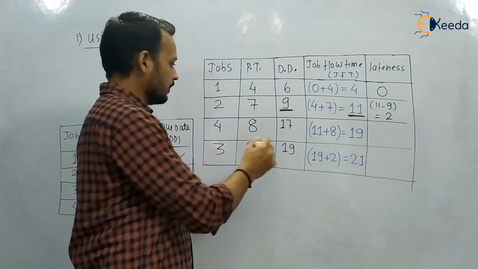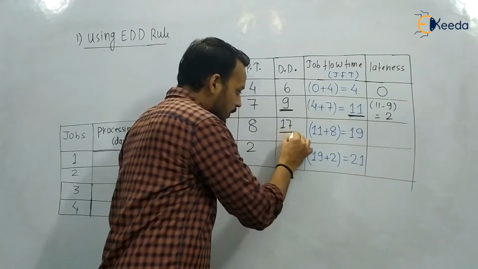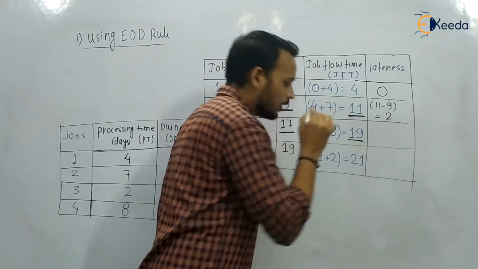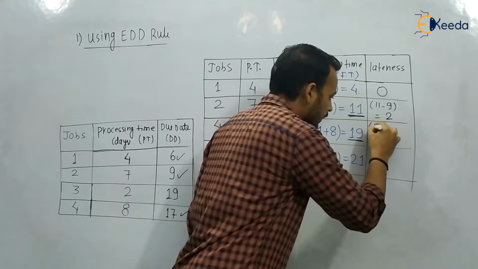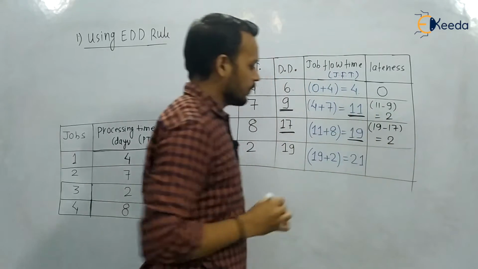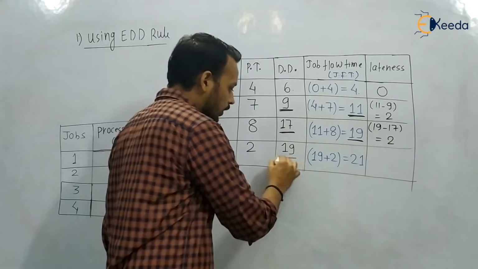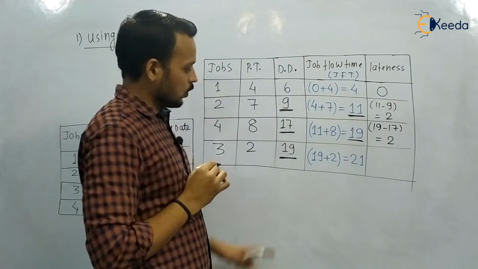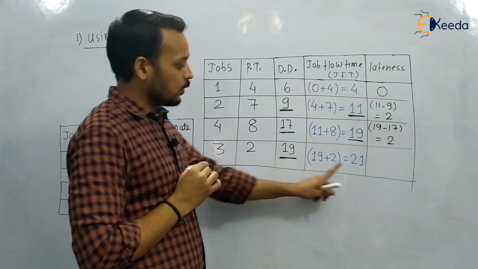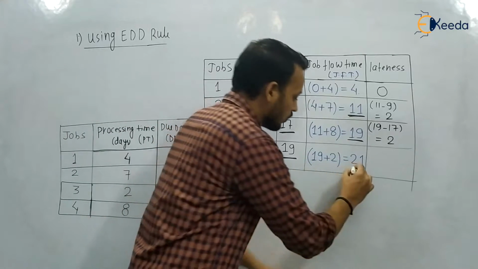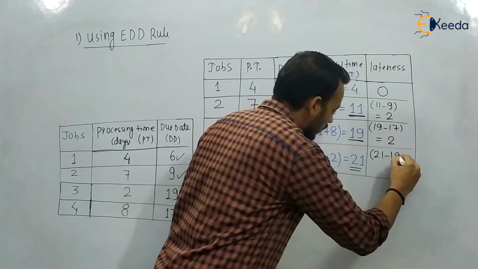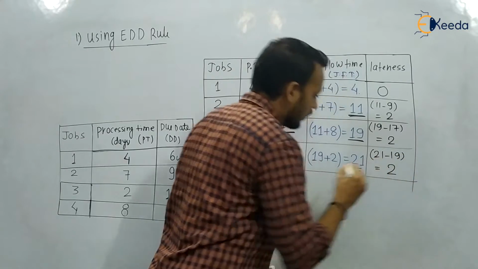Now next, look here. You have told the customer that visit on 17th of October, but you are processing it on 19th of October. Again, you are late by 19 minus 17. You are late by 2 days. Here, you have told the customer to visit on 19th of October for the job number 3, but you are processing it on 21st of October. It means you are late by 21 minus 19. You are late by 2 days.